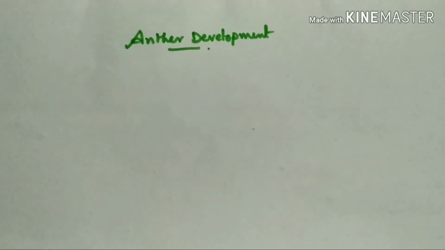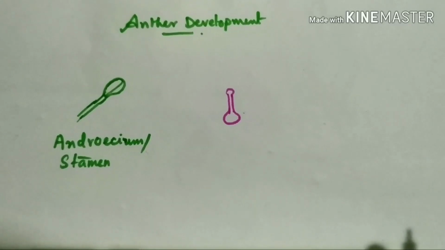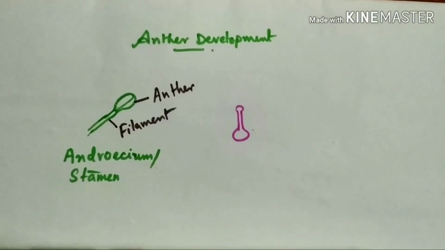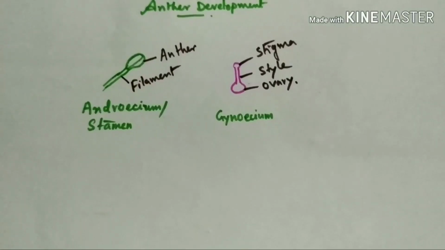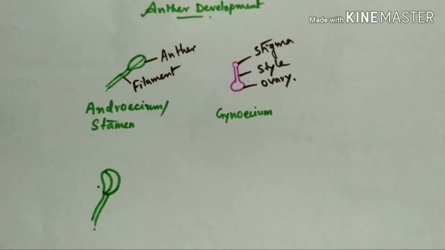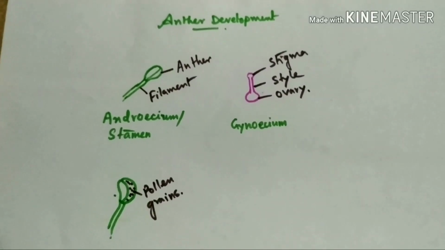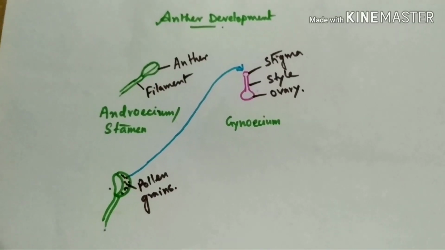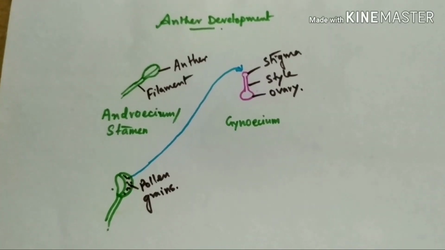Anther development. We know that a flower contains androecium and gynoecium. Androecium, or stamen, contains anther and filament, and gynoecium contains stigma, style, and ovary. We know that anther contains pollen grains. So these are pollen grains. After dehiscence of the anther wall, these pollen grains come to the stigma and fertilization occurs. So this is the basic concept about fertilization, and it is a part of embryology.